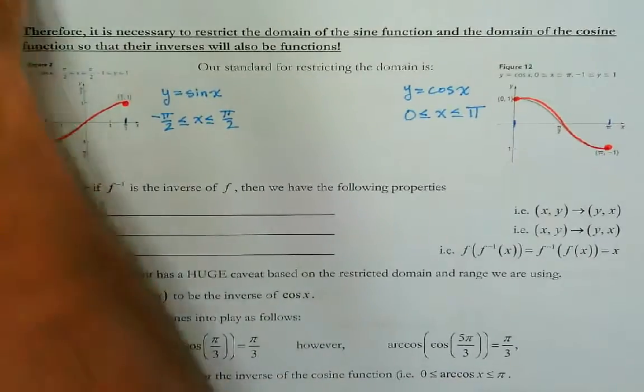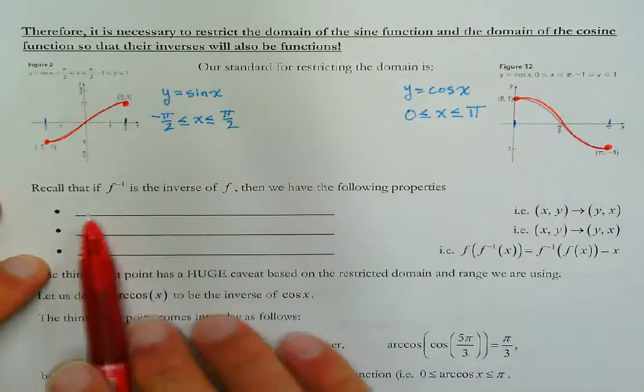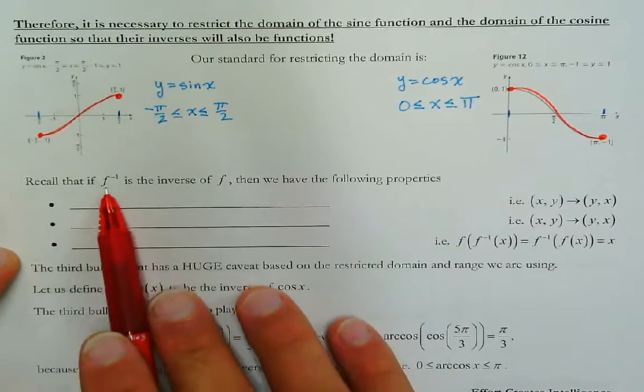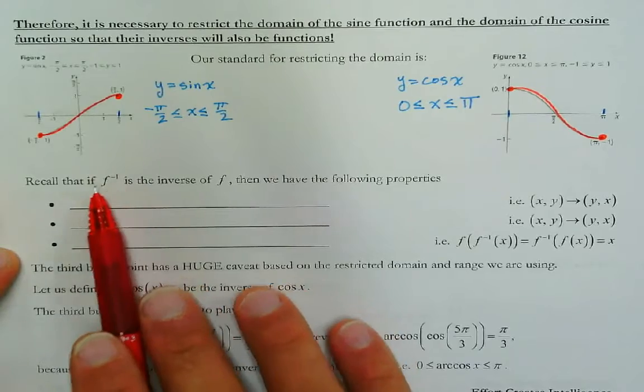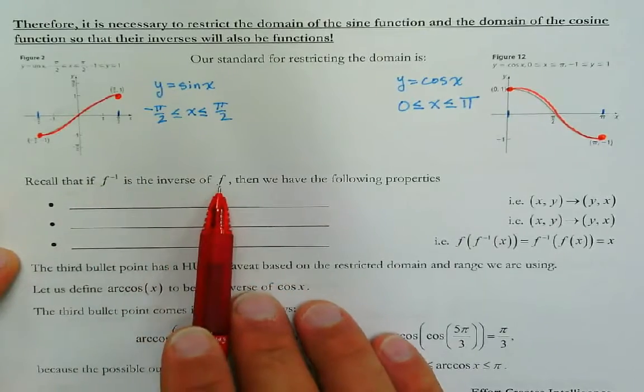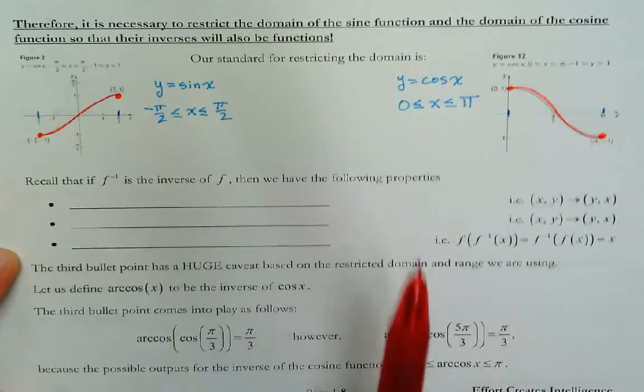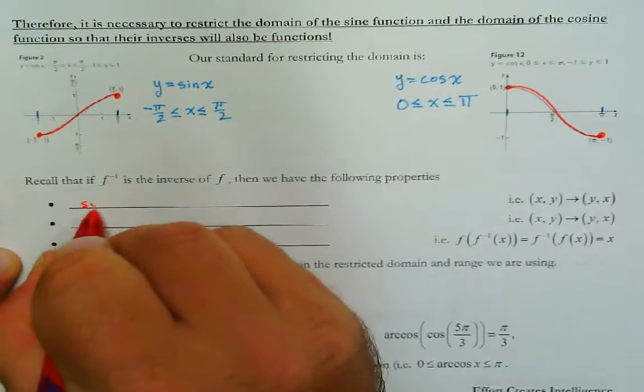Okay? Then, more on our inverses. Recall that if f superscript -1 is the inverse of function f, then we have the following properties. A big property is that we have symmetry.